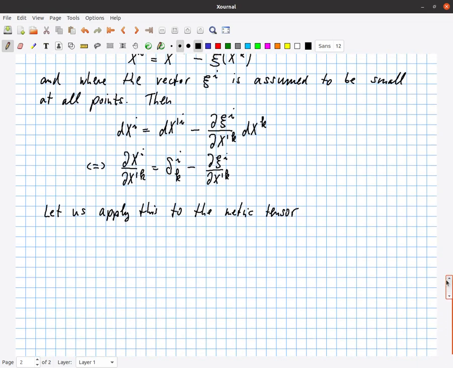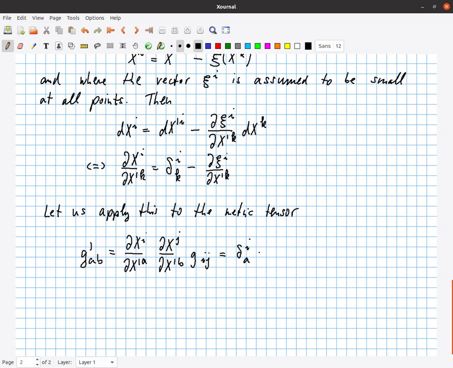Recall that the metric tensor is a rank 2 tensor. By definition, g prime AB is partial x^i over partial x prime A, partial x^j over partial x prime B, g_ij. This is the definition from one of the earlier weeks in the course. Now we can use this expression and substitute this in here.